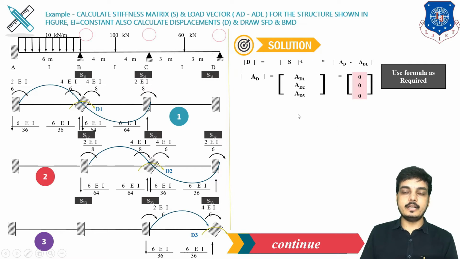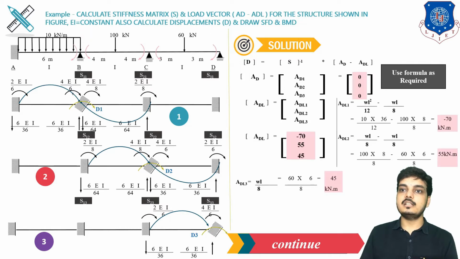Now moving ahead to find ADL. ADL is nothing but the action in the structure due to loadings. Now there are my three unknowns, so there will be ADL1 in row 1, ADL2 in row 2 and ADL3 in row 3. ADLs are nothing but our fixed end moments for the respective places B, C and D. So let's check. At support B, I have made a notation that here will be a clockwise moment and here an anti-clockwise moment. For clockwise we take positive, and for anti-clockwise we take negative.